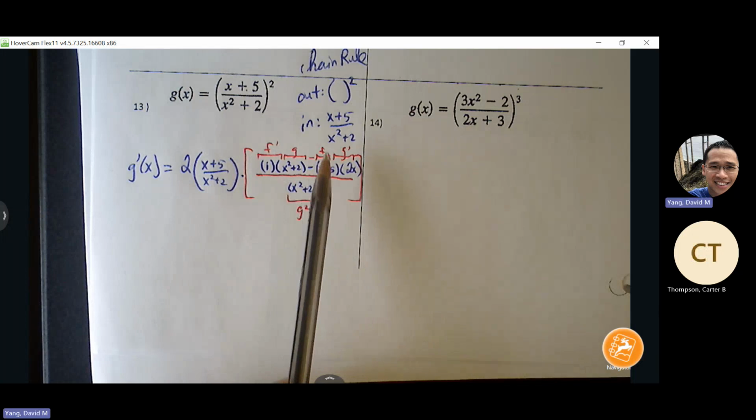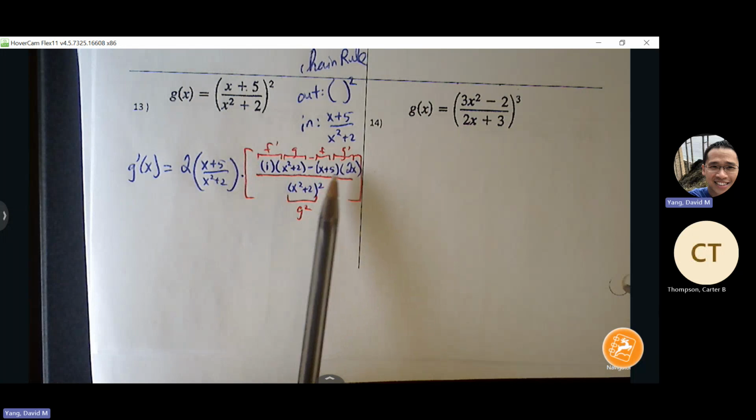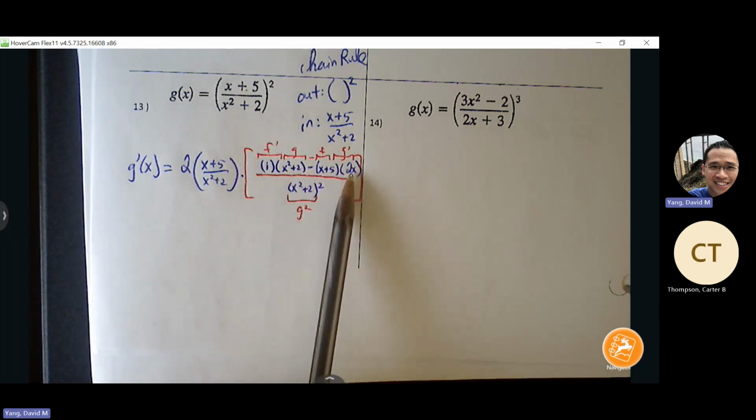The only really major cleanup you have to do is to try to find a way to get this to clean up a bit. So let's distribute the 1 through, let's distribute the negative 2x through, and clean that up a bit. All right.